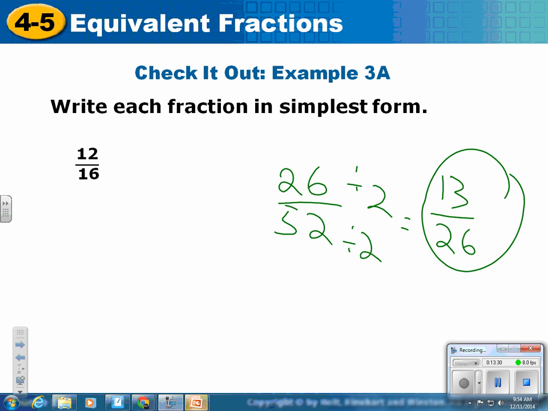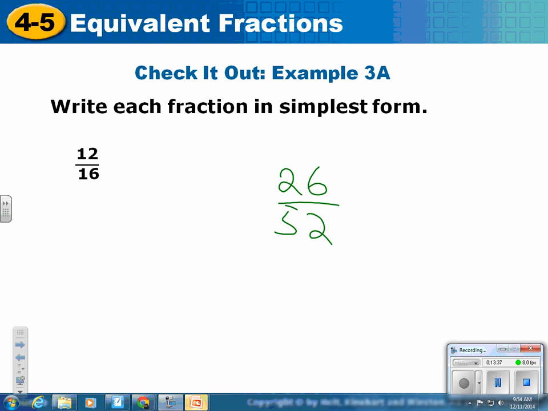What I should have done in this situation is I should have found the greatest common factor between 26 and 52. And the best way to do that is this.